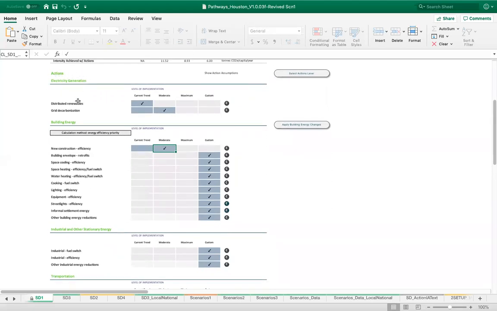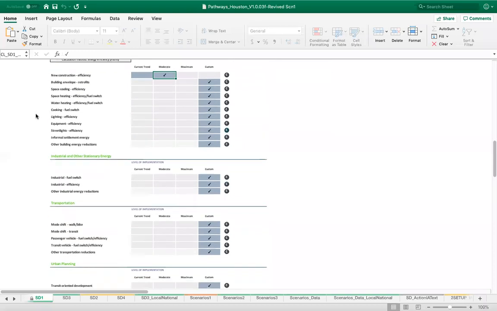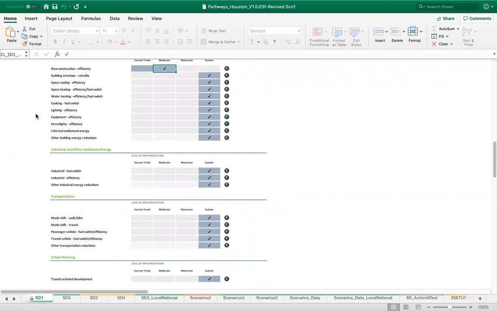So for electricity generation, as you might expect, renewables and grid decarbonization are your biggest opportunities. On residential or office space, we have the ability to look at how efficient new construction is, as well as the impacts around retrofits, from a heating and cooling point of view, on envelope. And then space cooling and space heating are called separately. Water heating, cooking fuels, which for Houston, this will be small. This won't have a huge impact, whereas for the developed world, we know this is different.